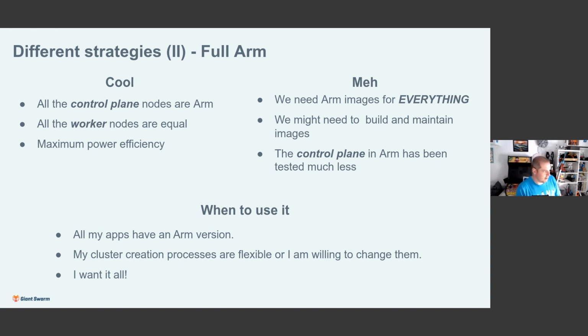But it has some problems. The first one is that you need ARM images for everything you run in the cluster. That means everything: observability, networking, security, everything. And you probably will need to build and maintain some images that are not publicly available for some of the applications.